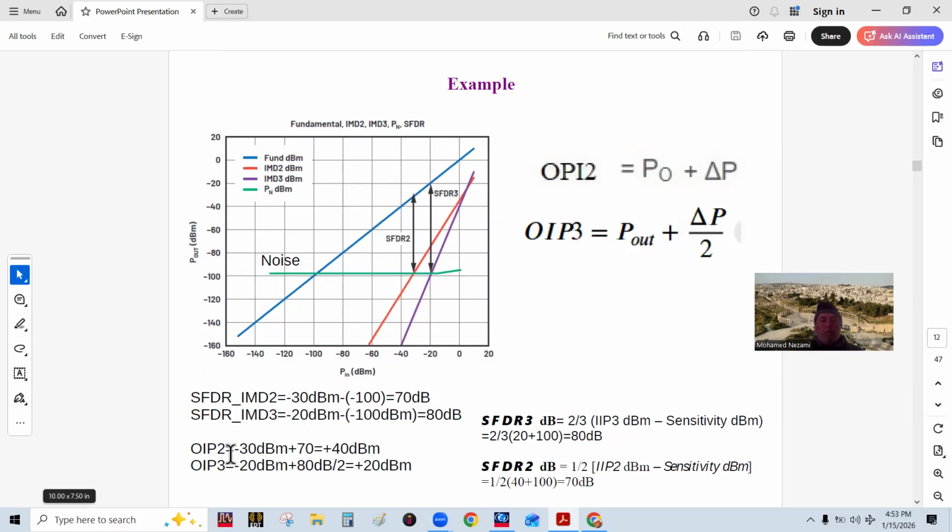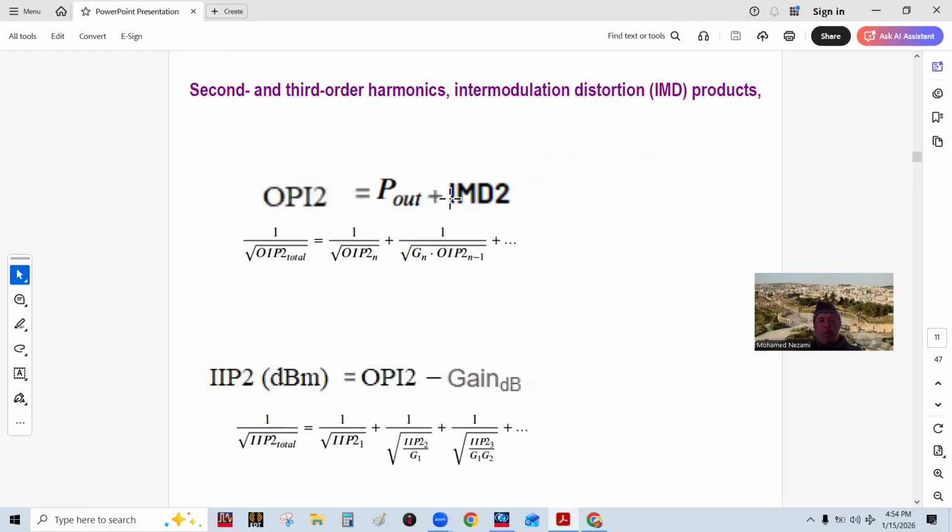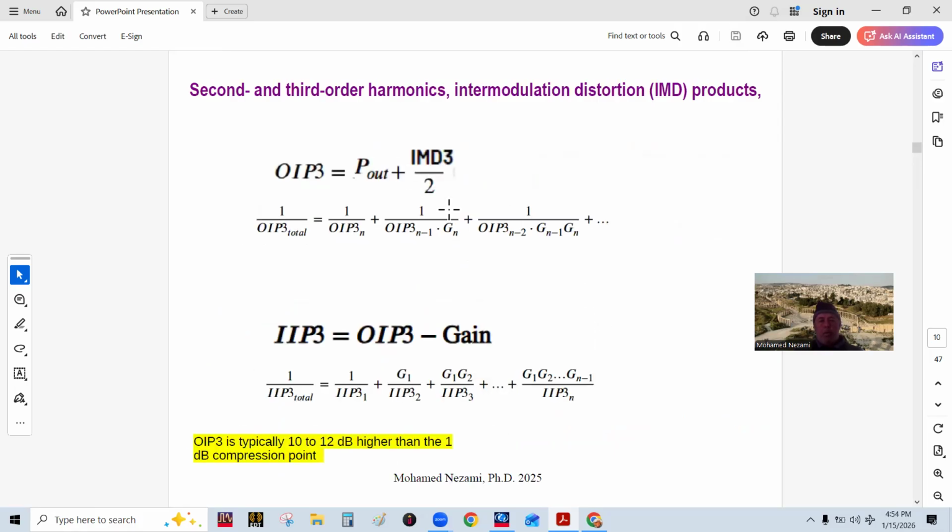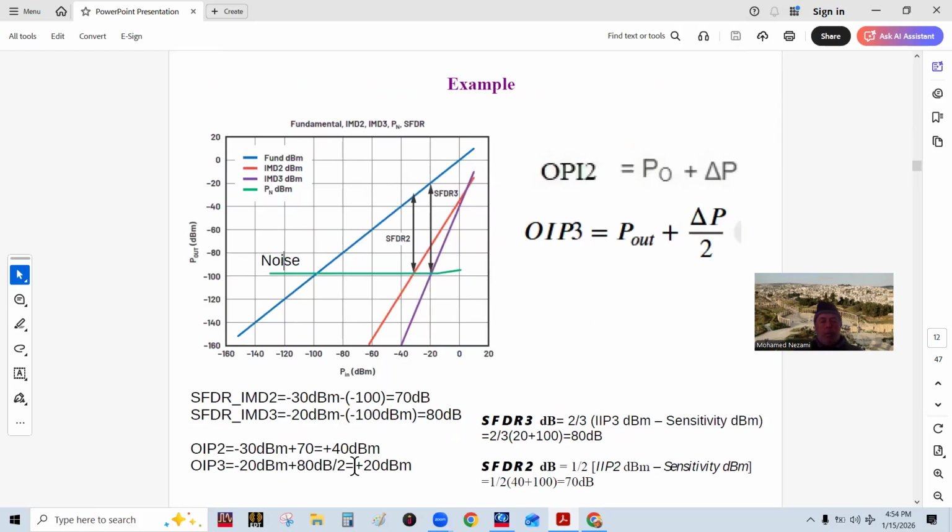The OIP2, in this case, of course, if you go back to this equation and this equation, all we need to do is come in here. What's the output at this point in here? That's minus 30.